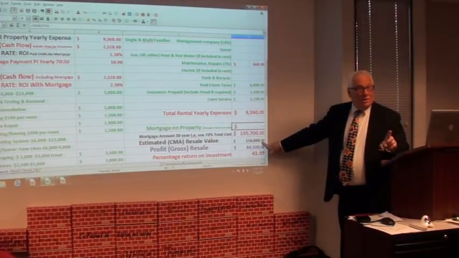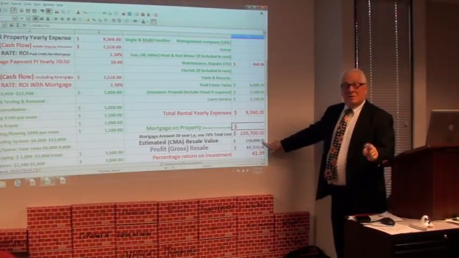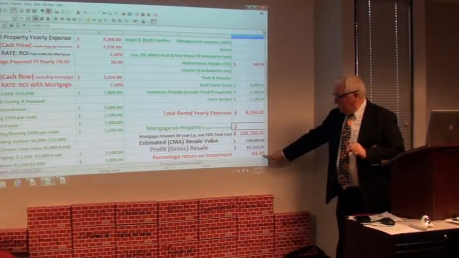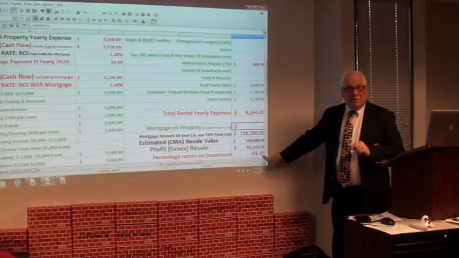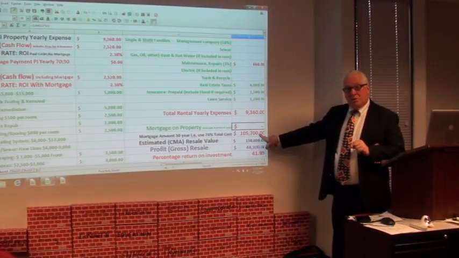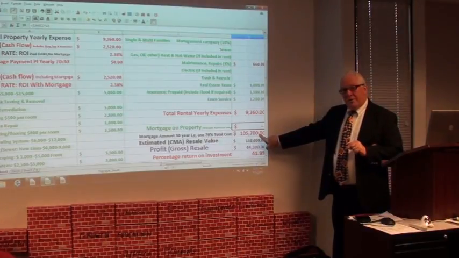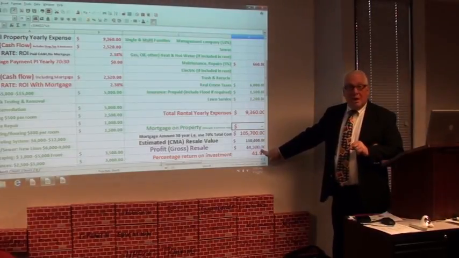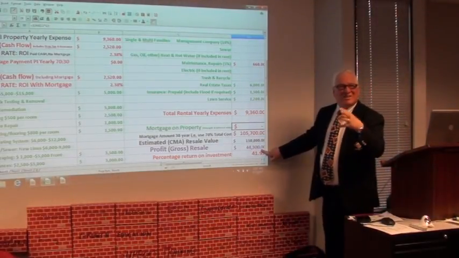It may not be a good property to use as a rental, return on investment, but is it a good flip property? I don't think so. You get 41% return on your money. Yeah, but if you're flipping, your cost in this property is $105,700. You can get this on the market and get it sold for 150. You're picking up a $44,000 return. This is what you see these guys on TV do.